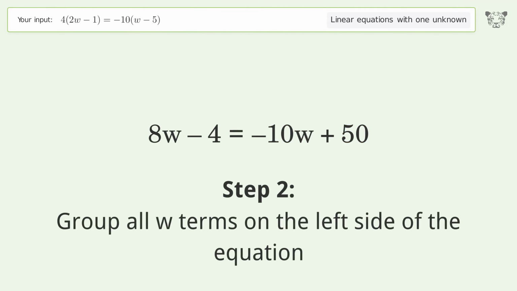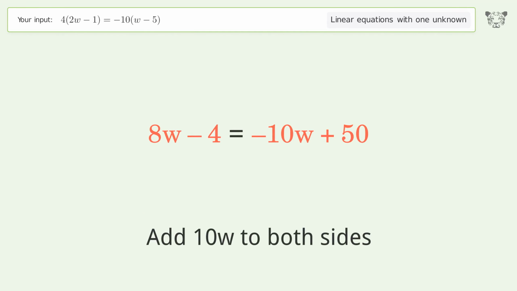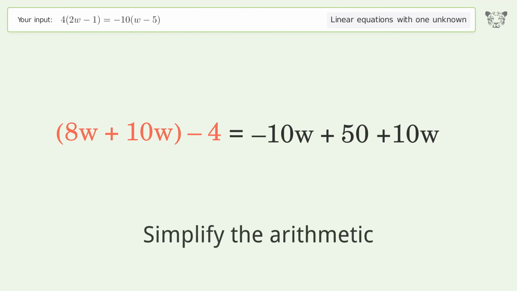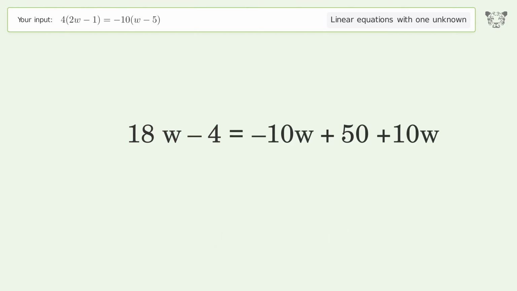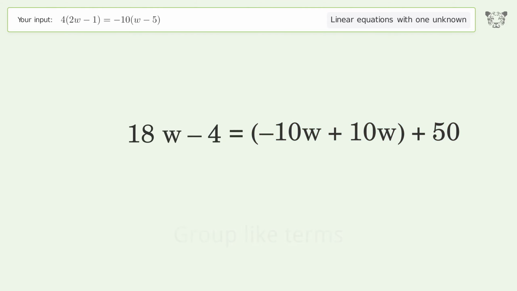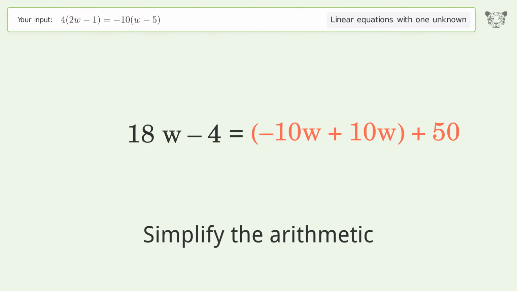Group all w terms on the left side of the equation. Add 10w to both sides. Group like terms. Simplify the arithmetic. Group like terms. Simplify the arithmetic.